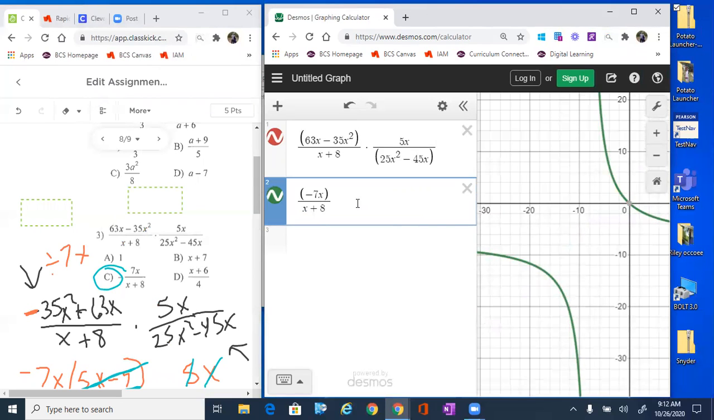Notice that the answer lines up on the original graph because they are equivalent, meaning they are of equal value, and they're going to produce the exact same graphs. And so I hope that helps with multiple choice, multiplying rational functions.